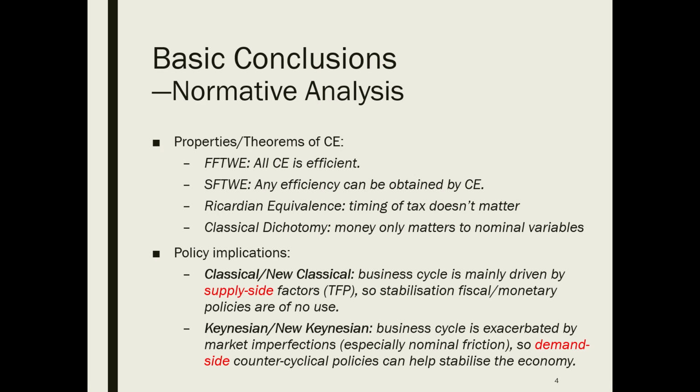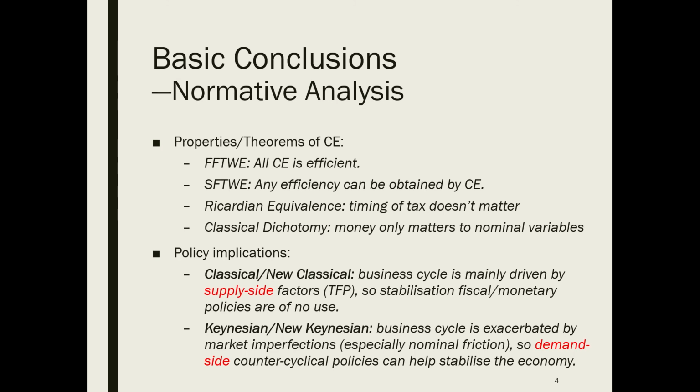Policy implications based on these theorems differ across the two most influential schools of thought in macroeconomics. The first gang of economists are classical and neoclassical. The neoclassicals are new because they use microeconomic foundation for modeling after the 1980s, which is what we are doing here. But they share very similar assumptions and conclusions with the old classicals in the 19th century.